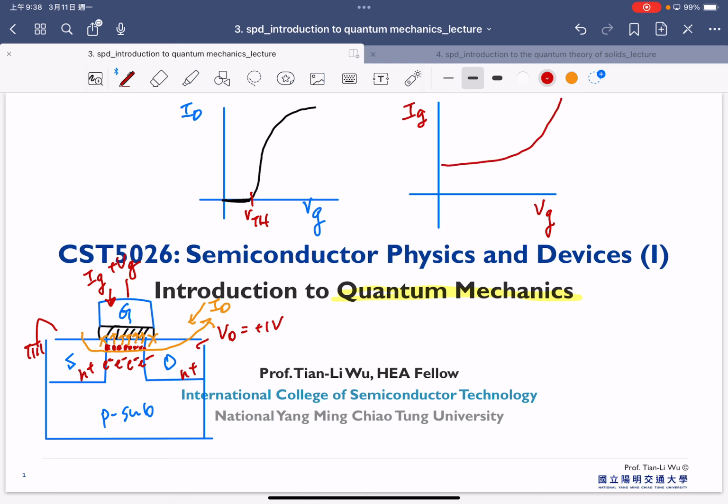So that means you will find out that there is a gate current that can be sensed from here. And as long as your gate bias increases, your gate current increases. This is something that we need to use quantum mechanics to understand, because this characteristic cannot be understood by using conventional Newtonian physics.